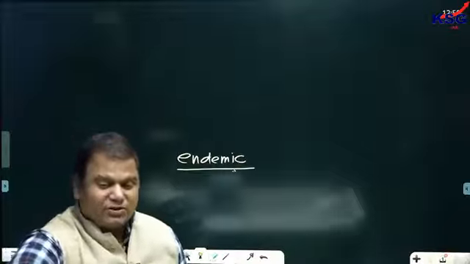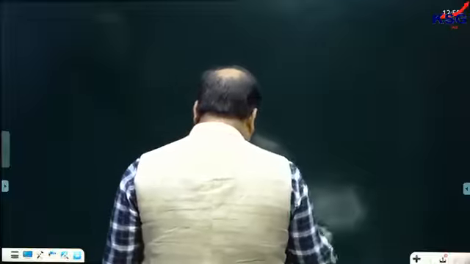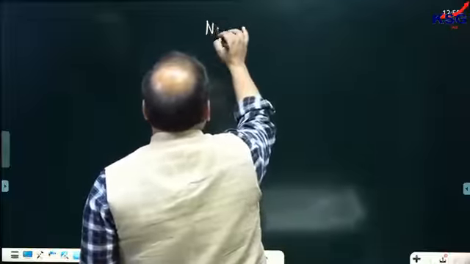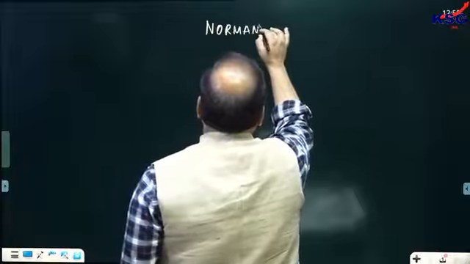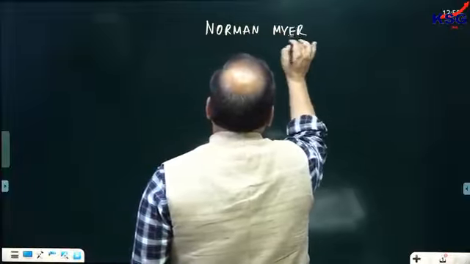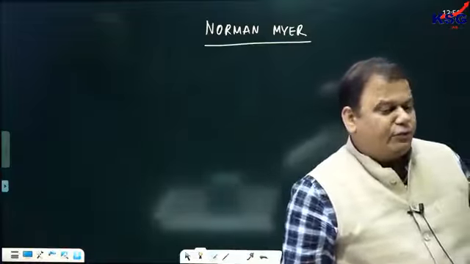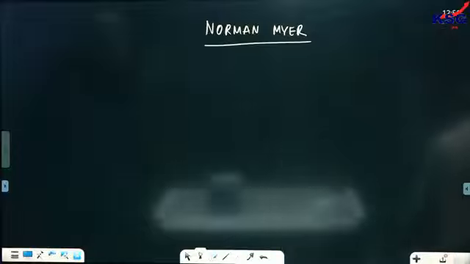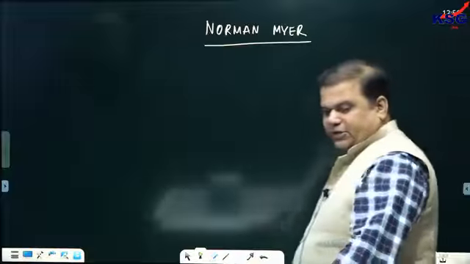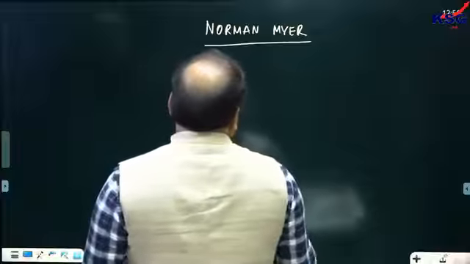Write down biodiversity hotspots. According to Norman Myers, if an area fulfills two conditions, it can be declared a biodiversity hotspot.